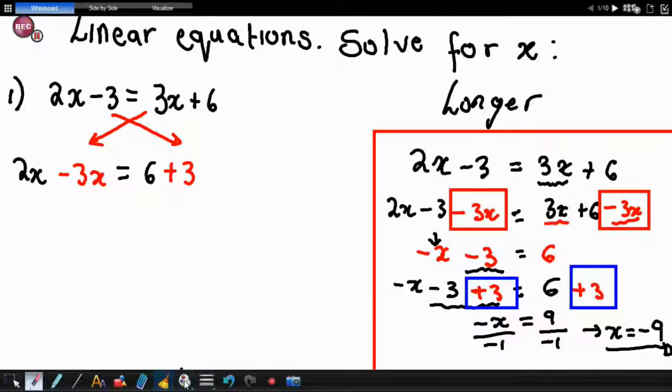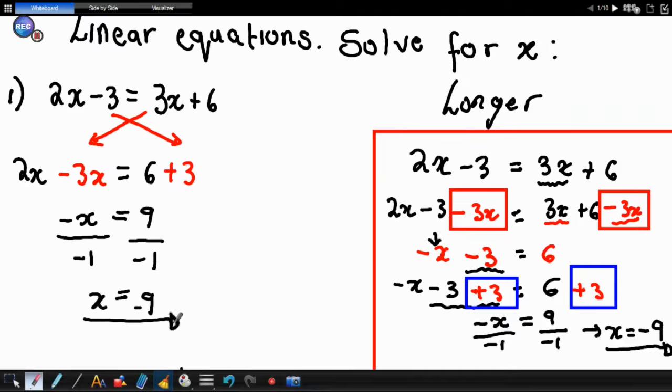Right, then all you do is solve. We see those two are like terms, so 2x minus 3x will give you negative x. And then 6 plus 3 will give you 9. Then I don't want negative x, I just want positive x. So therefore, I will divide by negative 1 on both sides. And therefore, x will be equal to negative 9, and that's your answer.